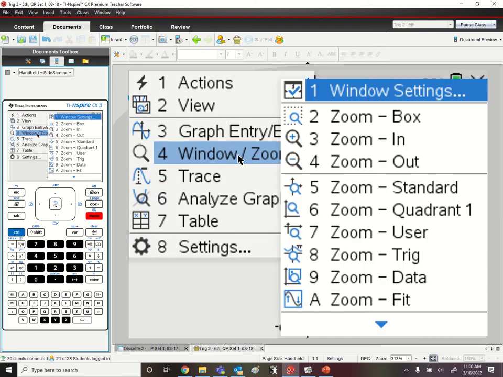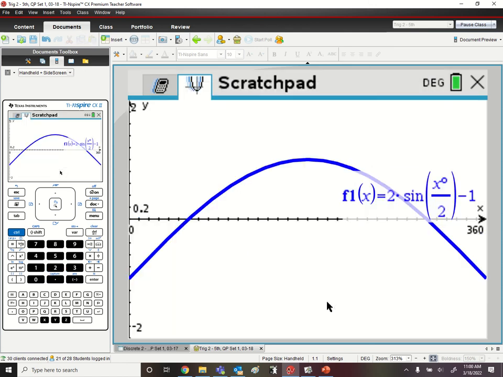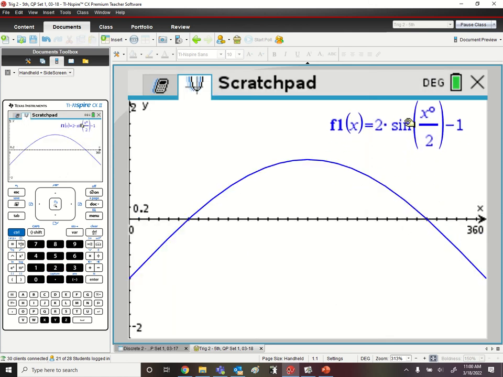Menu, window, zoom, settings: 0, 360, -2, and 2. Now, on this problem right here, how many solutions do I have? 2, right? Yes? Everyone has 2? Okay, so let's go through the steps to find it again, step by step, so I know everyone's following along and finding these solutions.